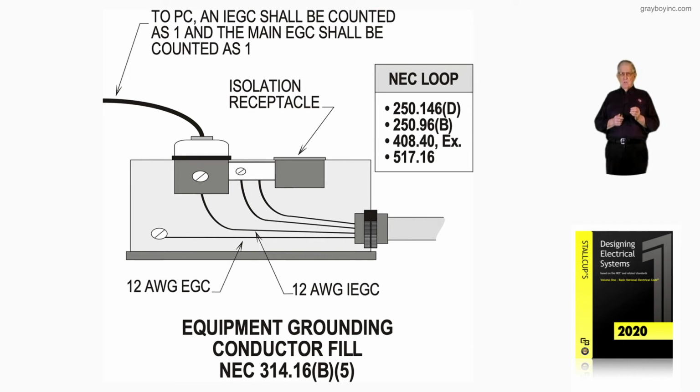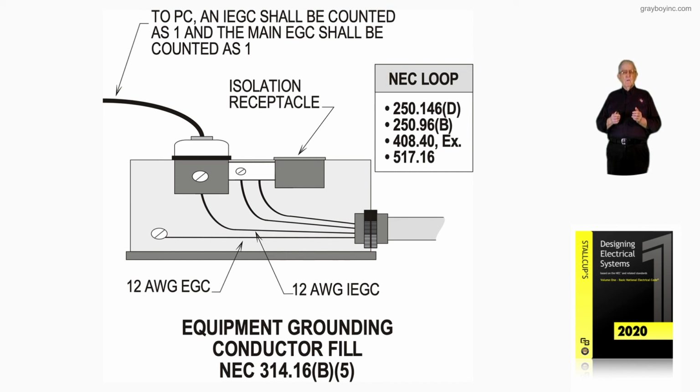408.40 with exception would deal with the isolation ground passing through a panelboard and could be spliced through without connecting to the grounded bar of the panelboard, where it's a subpanel, and you're routing on through it to the service equipment. And then 517.16 would deal with healthcare facilities.